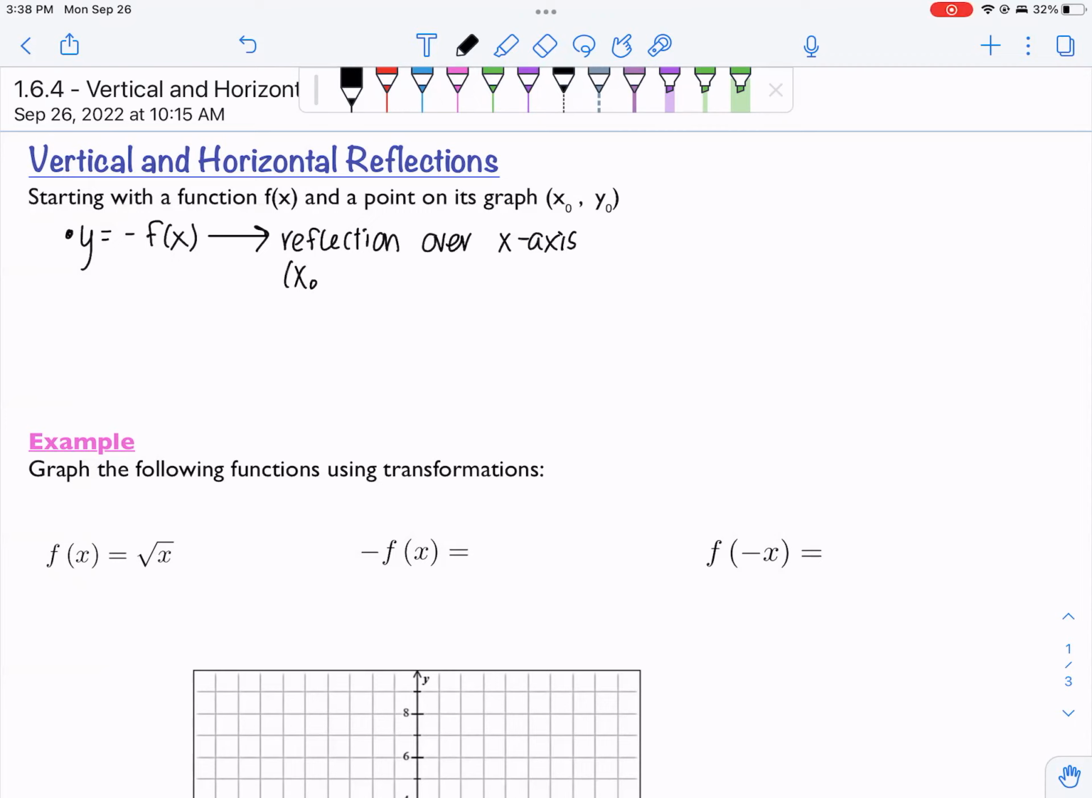Your point x naught comma y naught on your original graph of f is going to change to the point x naught comma negative y naught. What's happening is your y value is just changing sign. That's it.